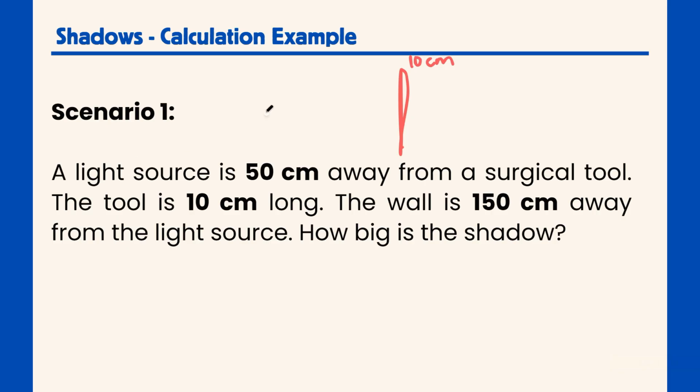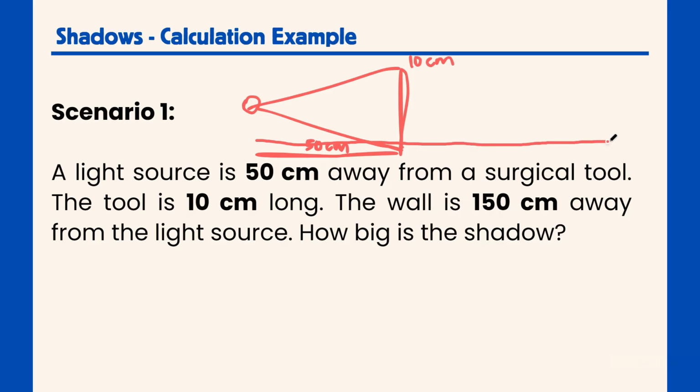And then the light source is 50 centimeters away. Hindi siya kalayo. And then the wall is 150 centimeters away from the light source. So from the light source to the wall is 150 centimeters. Now, how big is our shadow?